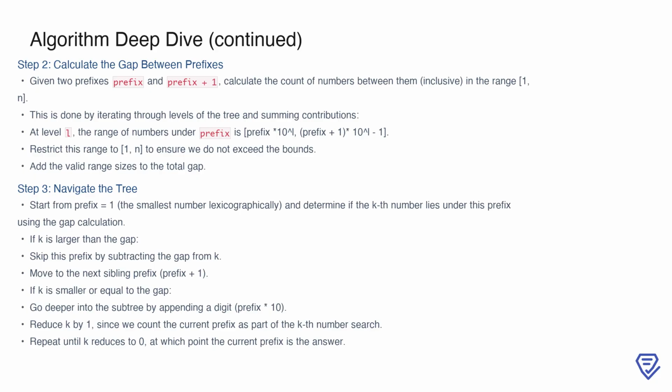Using this gap, we can navigate the tree to find the desired kth number. Starting from the smallest prefix, which is 1, we determine whether the kth number lies under this prefix. If k exceeds the gap, we skip the prefix by subtracting the gap from k and move to its sibling. If k is within the gap, we dive deeper into the subtree of the prefix by appending a digit and reducing k by 1, since the current prefix is also counted. This process continues until k becomes 0, and at that point, the current prefix is our answer.